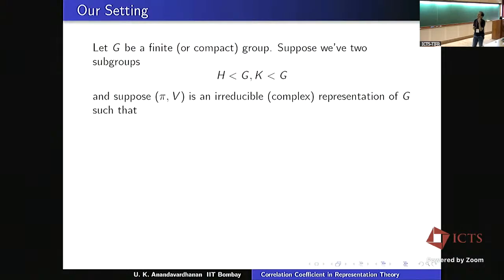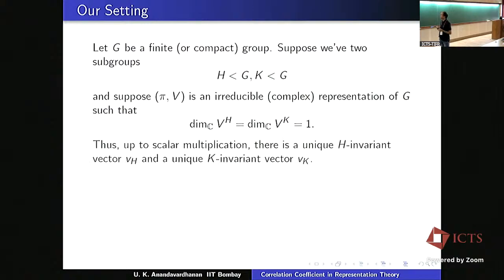And we are going to assume that it has fixed vectors for the action of both the subgroups. So H has a fixed vector, K has a fixed vector. Moreover, only one fixed vector up to scalar multiplication. So the dimension of the space of H invariant vectors is 1. The dimension of the space of K invariant vectors is 1. So up to scalar multiplication, there is a unique H invariant vector and a unique K invariant vector.